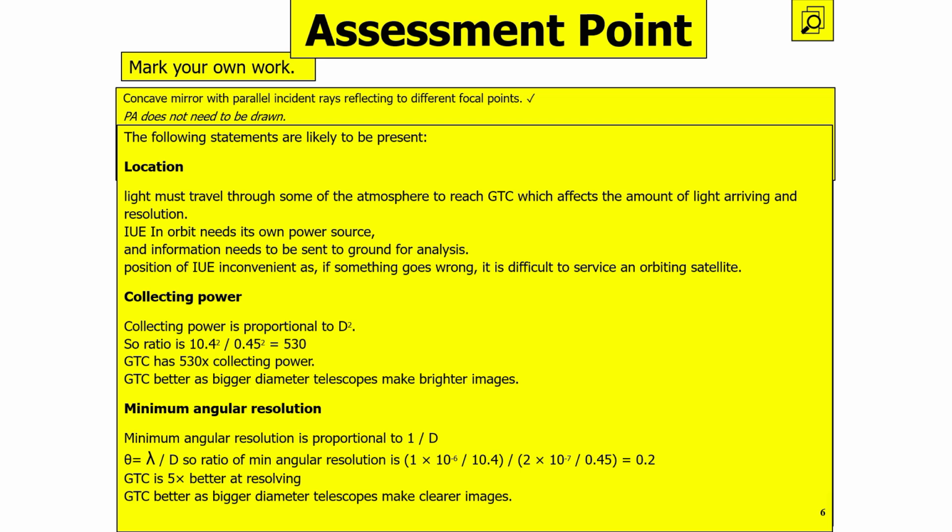Now in terms of collecting power, remember that collecting power is proportional to d squared, so we can say that the ratio is 10.4 squared over 0.54 squared, so it's 530. So then we'll say the GTC has 530 times the collecting power, so it's going to be better because it'll give you a brighter image. Now the minimum angular resolution links to the Rayleigh criterion of theta equals lambda over d, so theta is proportional to 1 over d. So when you work that through, you get a value of 0.2. So that tells us that the GTC is 5 times better at resolving than the IUE, and so therefore it's going to be better because it'll give a clearer image.